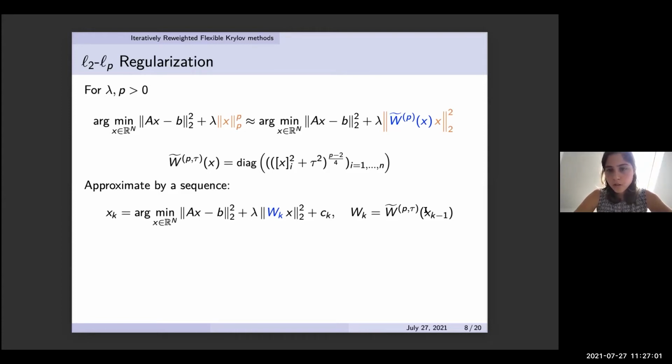And if the solution that I've taken before is similar enough, a good approximation of the solution, this weight will be a good approximation of the exact weights. And I'm expecting this to be reproducing in a way, or approximating, my smoothed version of the L2 LP regularization.